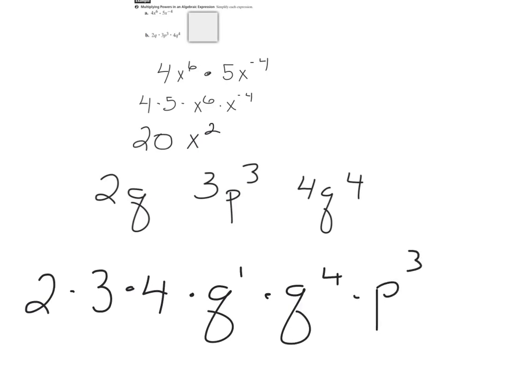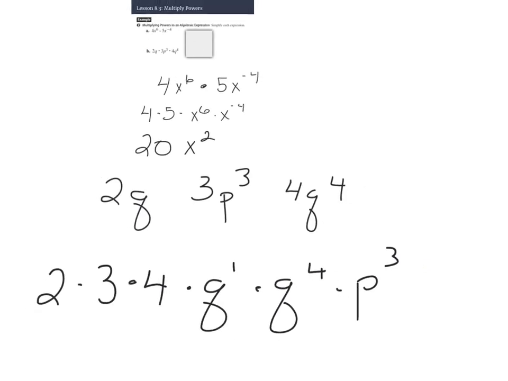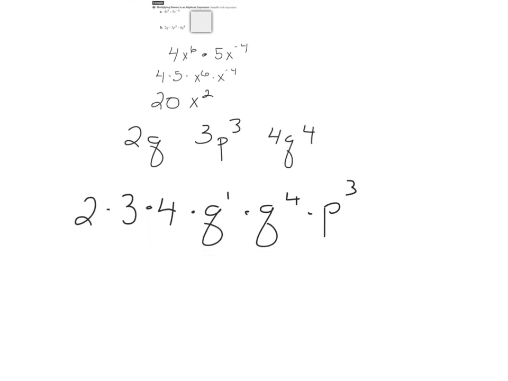That rearranging helps me see what bases I can combine. So now that I've got that, I can take 2 times 3 times 4. Again, 2 times 3 is 6. 6 times 4 is 24. Okay? And then q to the 1st times q to the 4th, adding those exponents gives us q to the 5th. And then p to the 3rd doesn't have any like bases to multiply, so we're just left with p to the 3rd there. So that is simplified down so that each base only appears once.